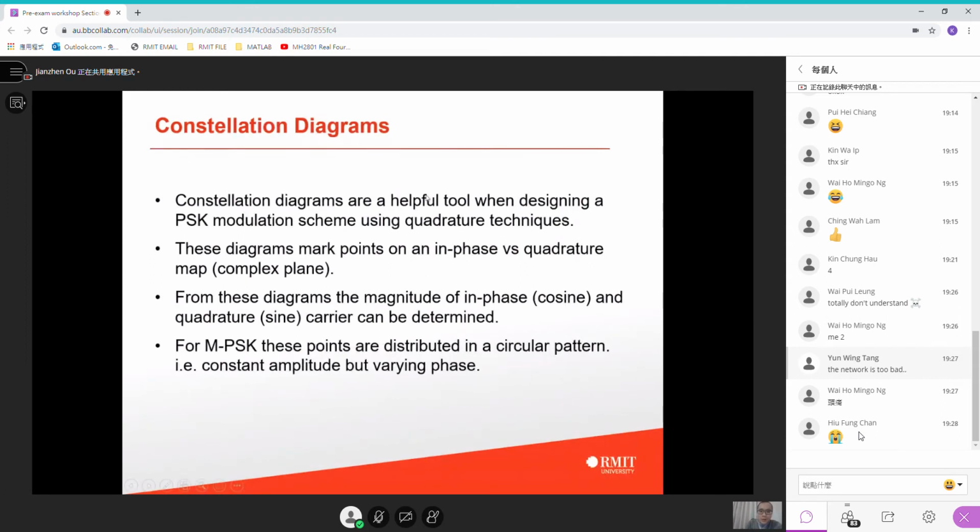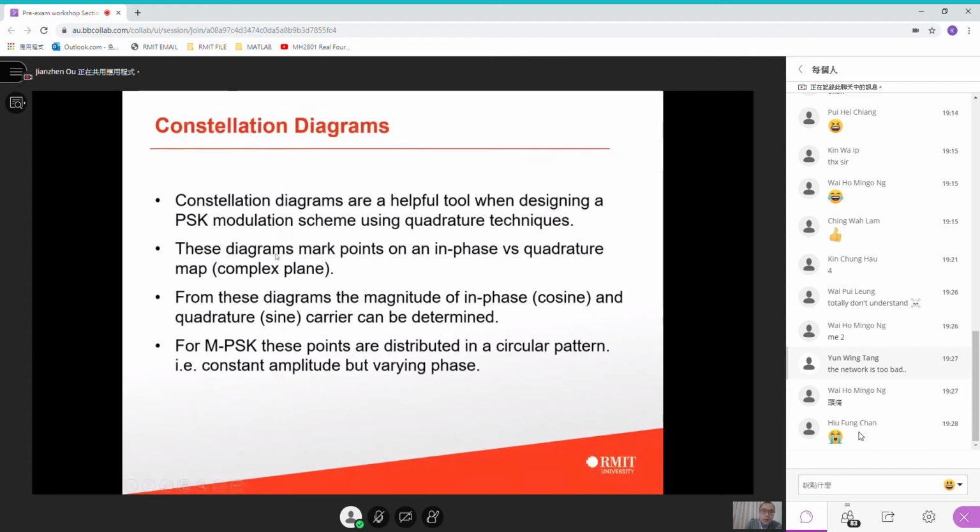Actually, for the last question in the tutorial, even though Katrina has a solution using the superposition, I will use the constellation diagram to solve it. Later on, you can see how I'm going to solve it.